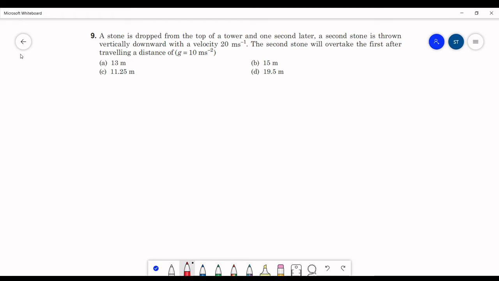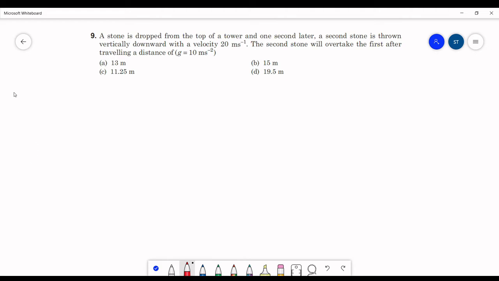So in this question it is given that a stone is dropped from the top of a tower and 1 second later a second stone is thrown vertically down with a velocity of 20 meters per second. The second stone will overtake the first after traveling a distance of.